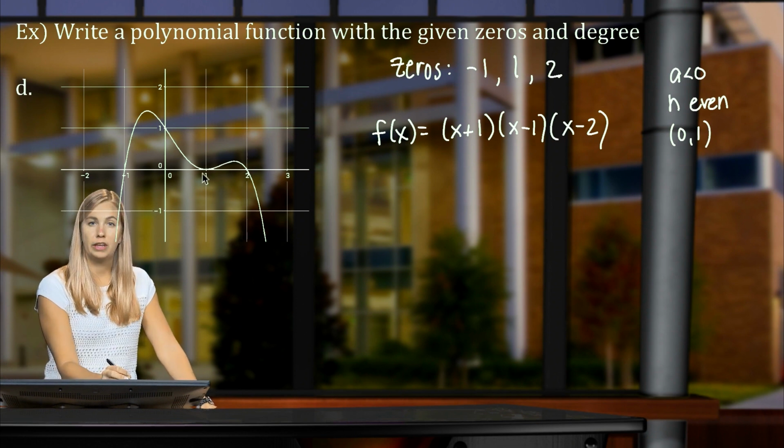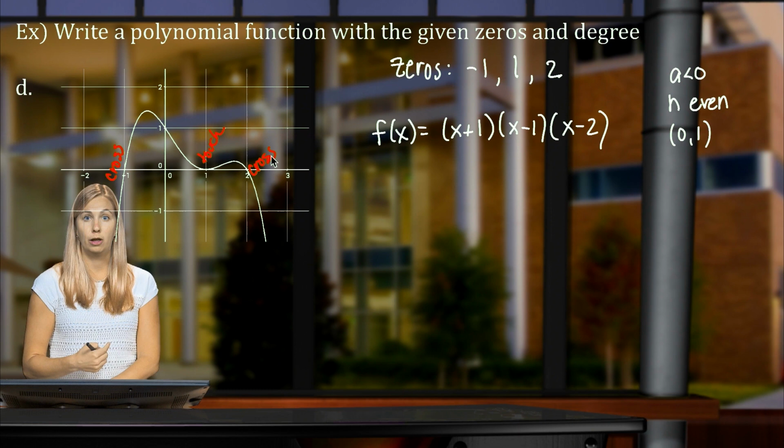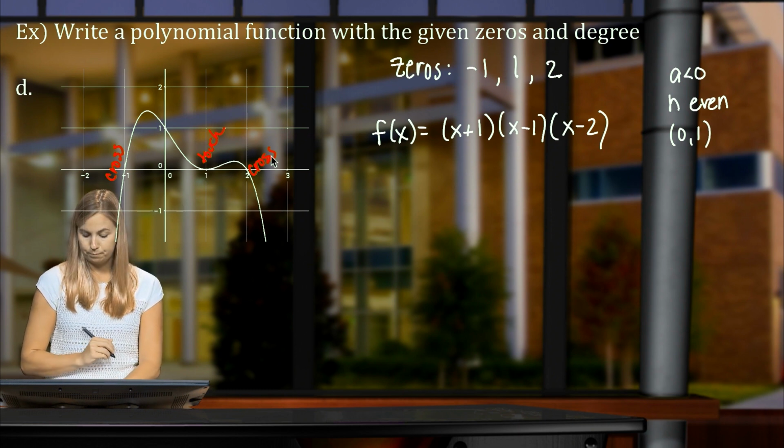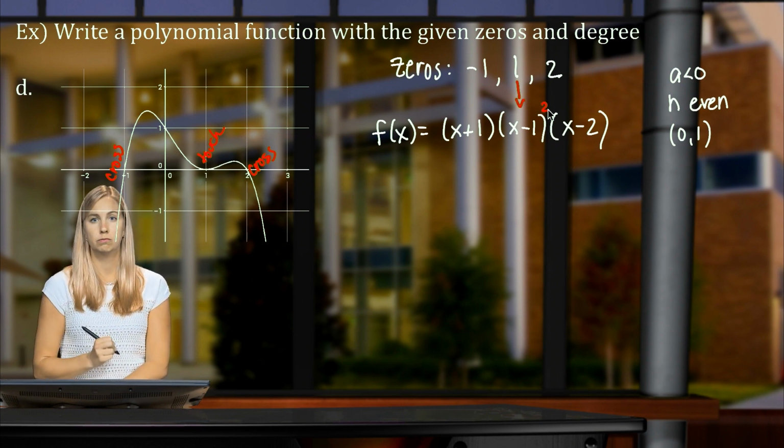What's special about this 0 right here? If I look at my 3 zeros on the graph, this one crosses, this one touches, this one crosses, which is going to tell me something about the multiplicities of those, isn't it? I know that the multiplicity on this second factor has to be even. So let's go ahead and make that a 2.